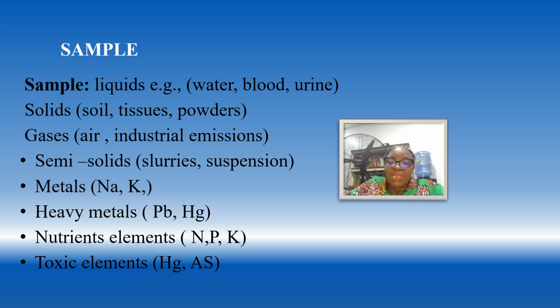The sample can be liquid, like water, blood, or urine. It can also be solid, like soil, tissue, powders, and it can be gases like air or industrial emissions. It can also be semi-solids, slurries, or suspension. It can be metals, sodium or potassium. It can be heavy metals, lead or mercury. It can be nutrient elements, nitrogen, phosphorus, potassium, and it can be toxic elements like mercury, arsenic.